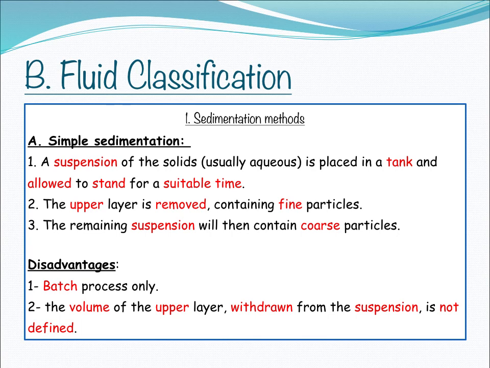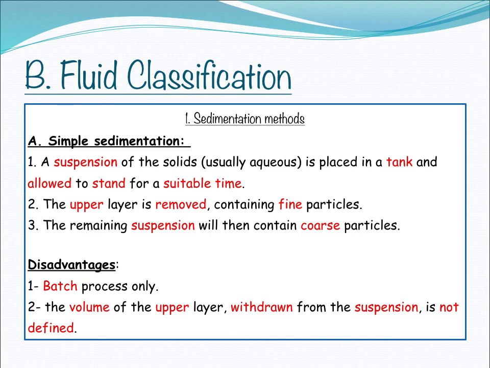After size separation by sieving, the other category is size separation by fluid classification. Under fluid classification, we have two main methods: fluid classification by sedimentation and fluid classification by elutriation. And we also have two types of sedimentation: simple sedimentation and continuous sedimentation. So again, the chapter goes like this: size separation either by sieving or by fluid classification. Under sieving, we have the four methods that we mentioned before, and under fluid classification, we have sedimentation and elutriation.